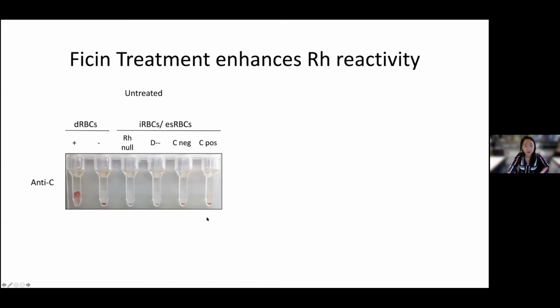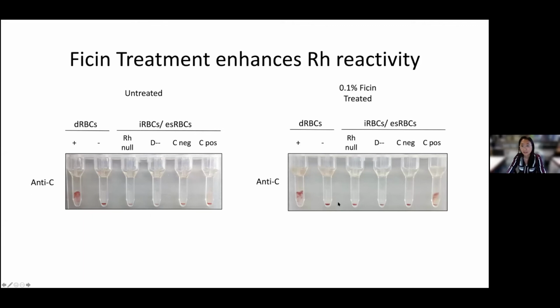The problem here was that with our big C positive IRBCs, we would want to see a really strong agglutination pattern, but what we were seeing was fairly weak. It was hazy, and we wanted to see if Ficin treatment would make this a little more robust. And that's exactly what it did. Ficin treatment didn't make our cells any stickier, so we don't see any unwanted agglutination with the RH null or the D minus or the big C negative IRBCs, but we see a nice robust agglutination pattern with our big C positive IRBCs.